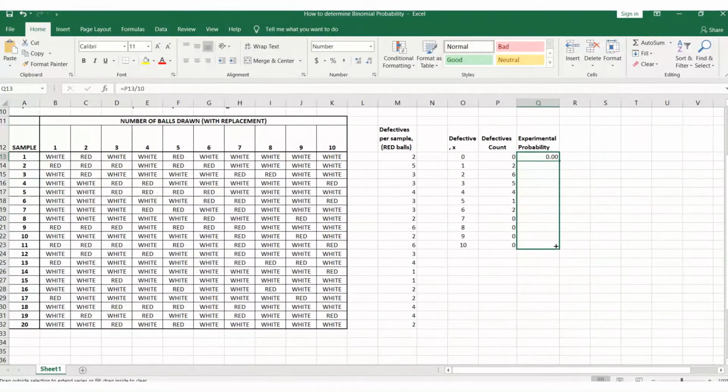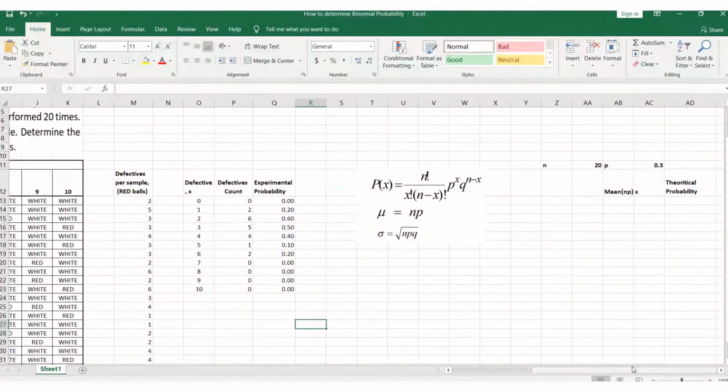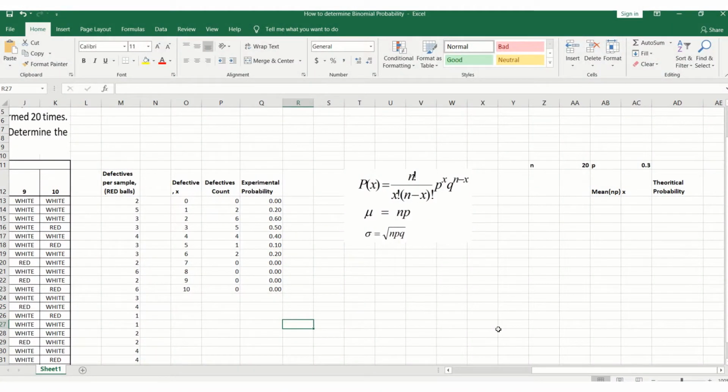I can drag it down. So this is the experimental probability I have obtained. This is the experimental probability here, zero. Formula for the binomial probability. So this is how the binomial probability is calculated.